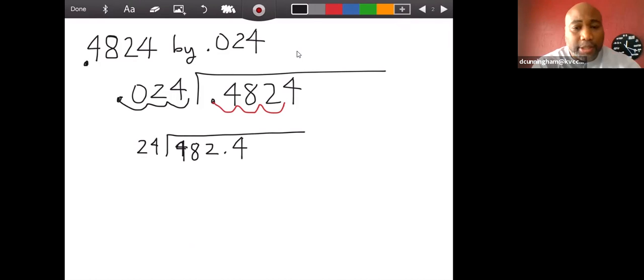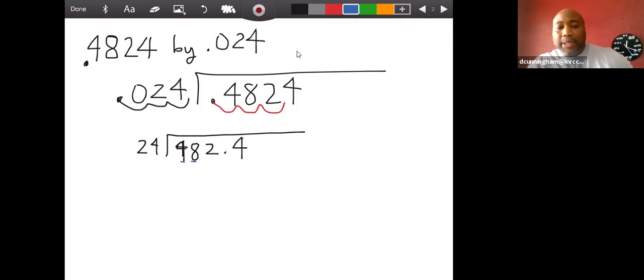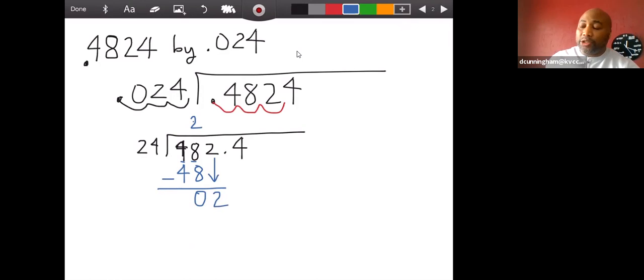Okay, so let's get started. Now we can divide. So first thing we look here, and then we'll do it in blue. 24 cannot go into 4, but it can go into 48. How many times without going over? Is 2. So 2 times that is 48. We subtract. This is 0. Now what we're going to do, we're going to bring down the 2, and we're going to see how many times the 24 goes into 2. Well, in this case, it doesn't, so we have to put a 0 here.